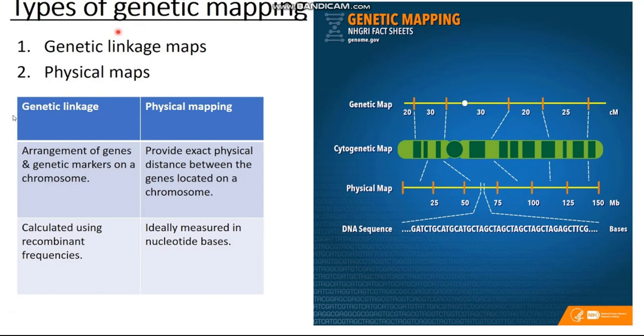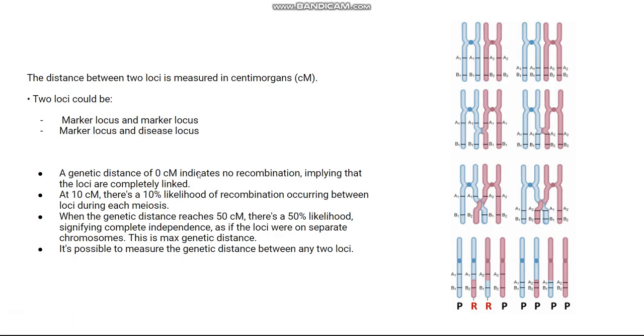Then genetic linkage is a little bit different. This is the arrangement of genes and genetic markers on a chromosome. So this has nothing to do, at least directly, with nucleotide basis. What you're looking at is the position of these genes and the genetic markers on the chromosome, and this is calculated using something called recombinant frequency. So let's look a little bit at that.